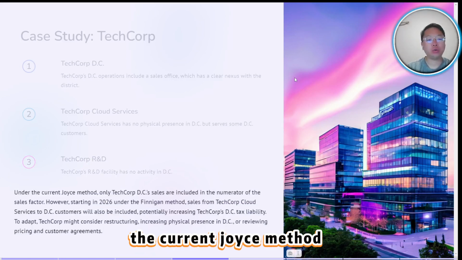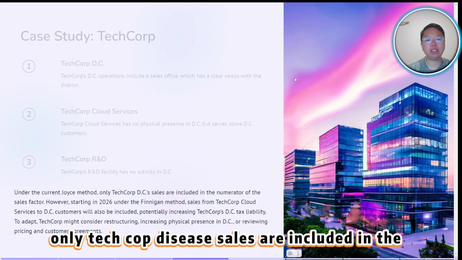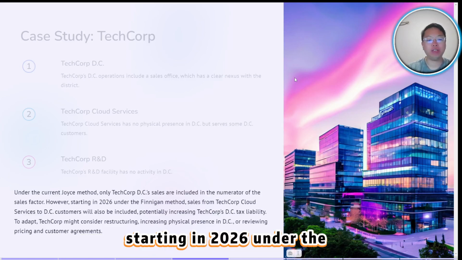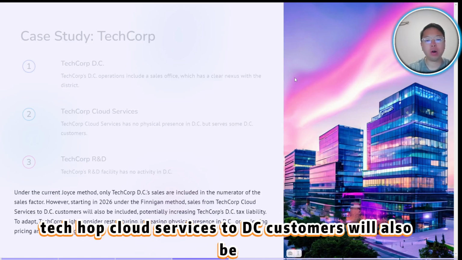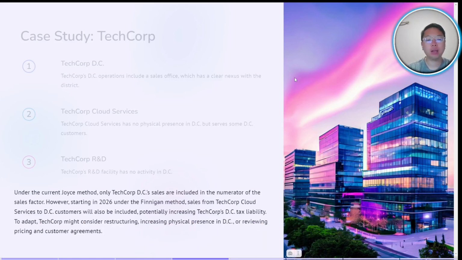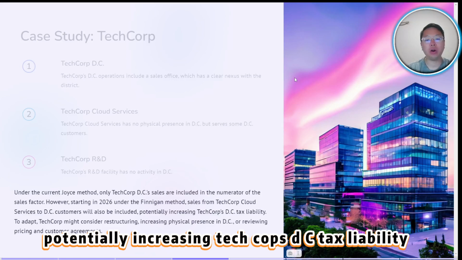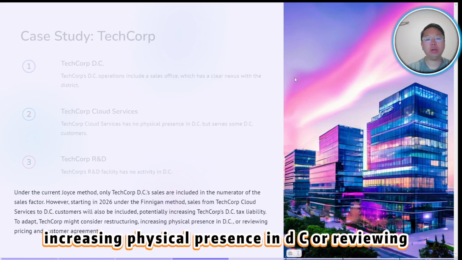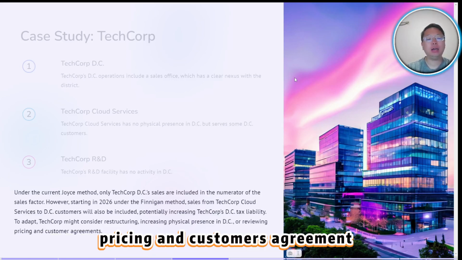And under the current Joyce method, only Tech Corp DC sales are included in the numerator of the sales factor. However, starting in 2026, under the Finnigan method, sales from Tech Corp Cloud Services to DC customers will also be included, potentially increasing Tech Corp's DC tax liability. To adapt, Tech Corp might consider restructuring, increasing physical presence in DC, or reviewing pricing and customer agreements.